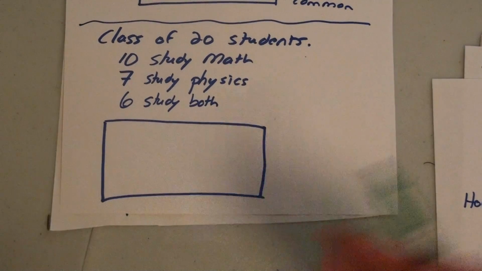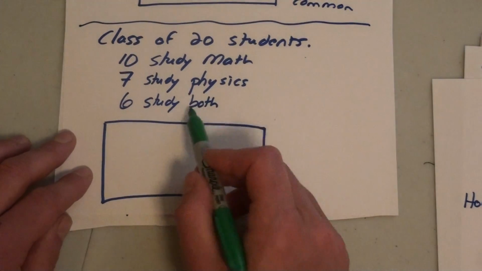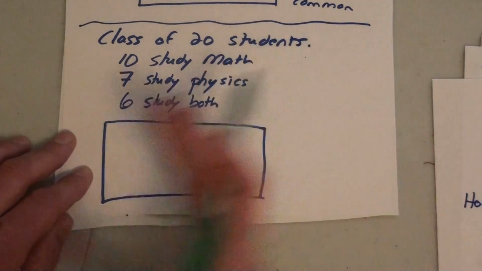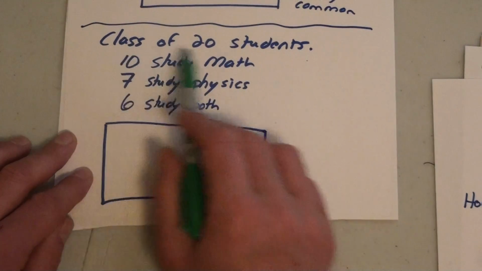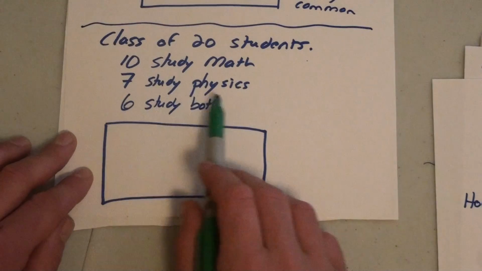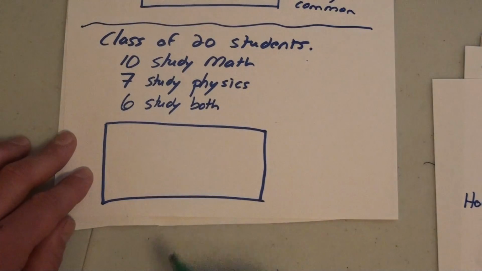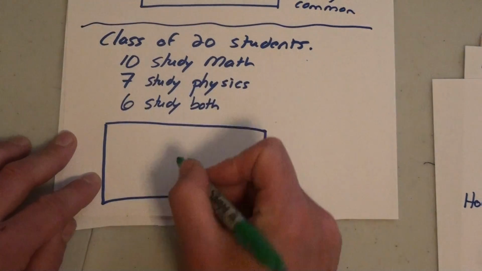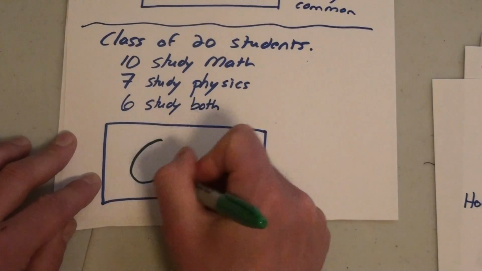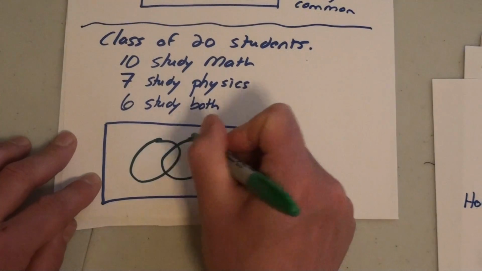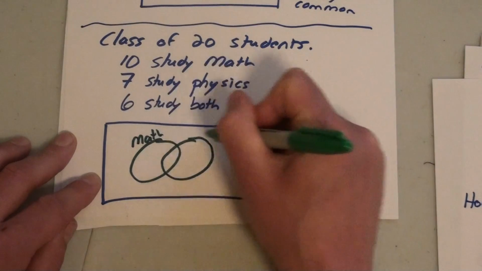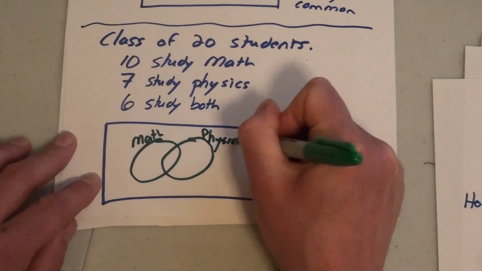So a Venn diagram is very useful to count when there's an overlap or when both things are happening. It'll help separate things. So if I have a class of 20 students, I know 10 study math, 7 study physics, 6 study both. We can put that as a Venn diagram. So I'm going to have my one circle and my other circle. This one could be my math. This one could be my physics.